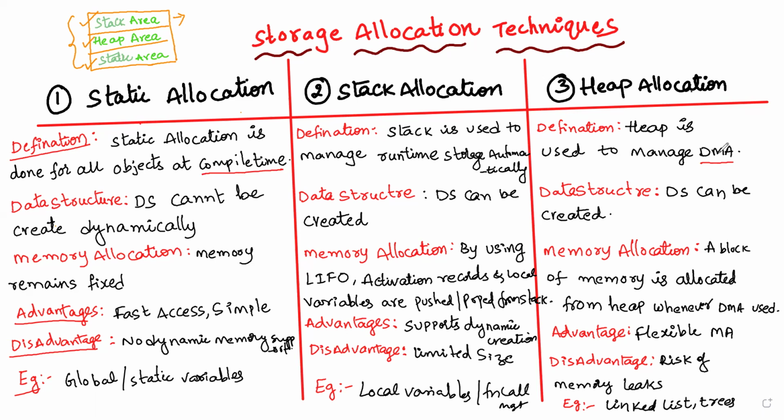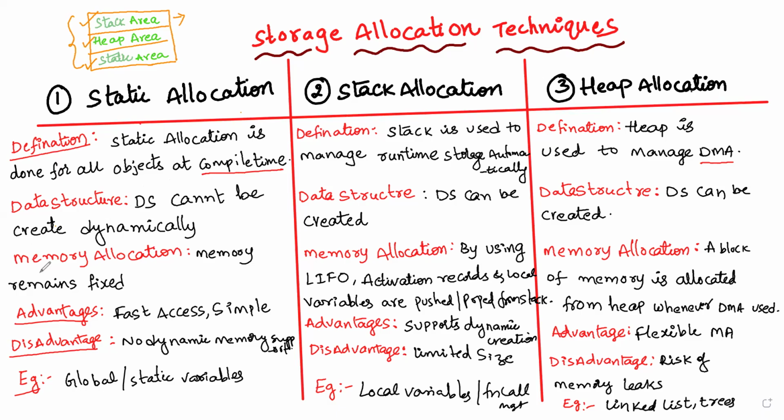Okay, so let's see the second point. First one we completed, the definition, then we go for data structure. Data structure cannot be created dynamically. So in the static we cannot create the data structure, but in the stack data structures can be created. Heap also we can create. So out of static, stack, heap, in the static allocation we cannot create the data structures.